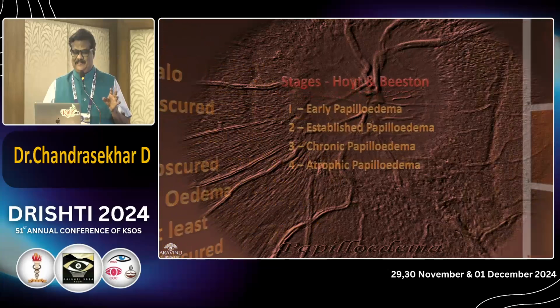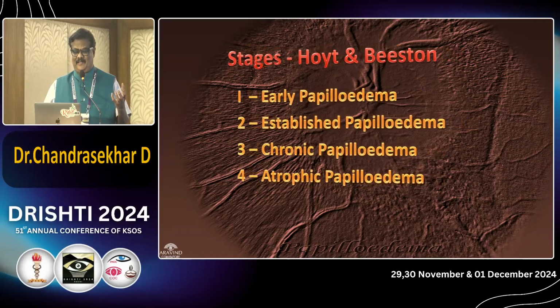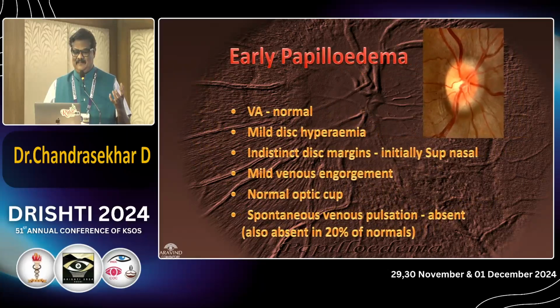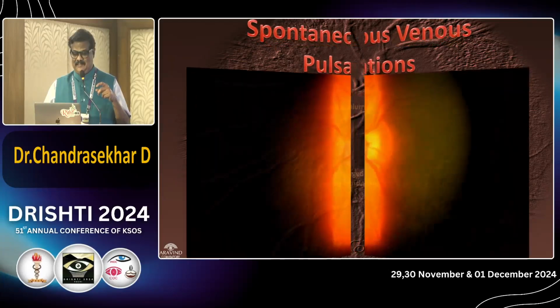Another classification, a simple one, what is given earlier in Kanski and all those things, was the Hoyt and Beeson classification: early papilledema, established papilledema, chronic and atrophic papilledema. Here you can see blurring of margin, mild blurring. Venous pulsation will be absent. Normally, 15 to 20, 30% it may be absent in normal. But if you give pressure, you can elicit the venous pulsation. So spontaneous venous pulsation will become absent. Here you can see that.